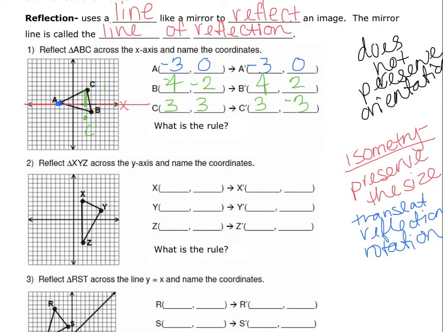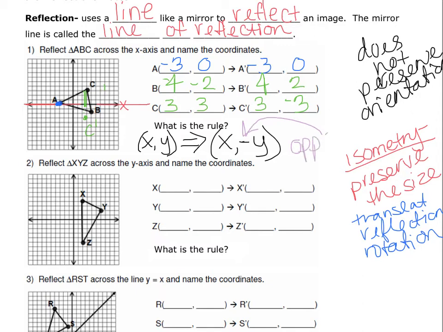So basically there's a rule that you're going to need to memorize for reflecting over the x-axis. And that rule is you take your original ordered pair and you change it so that the x stays the same and the y is opposite. So you really need to be careful when you listen to how I say, this does not mean negative, that means opposite.